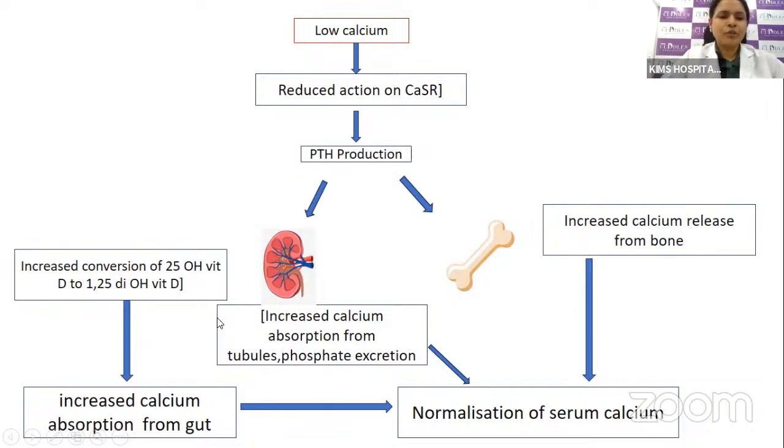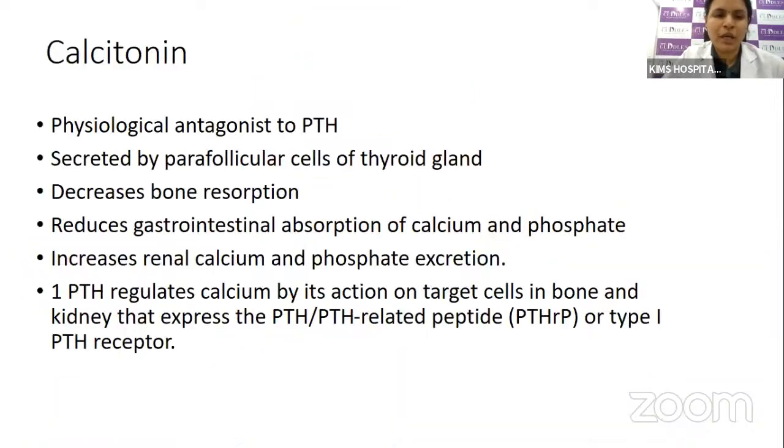Parathormone is also essential for increased conversion of 25-hydroxy vitamin D to 1,25-dihydroxycholecalciferol, which is the active form of vitamin D, which also helps in assisting calcium absorption from the gut. And all these actions result in normalization of calcium levels.